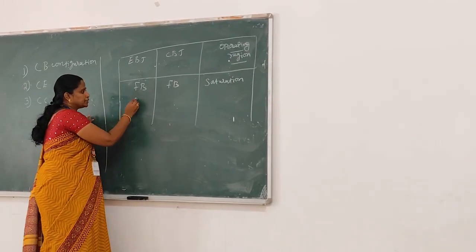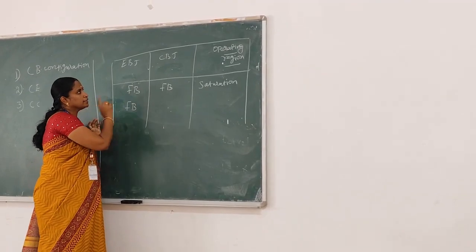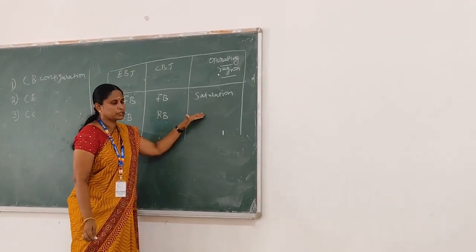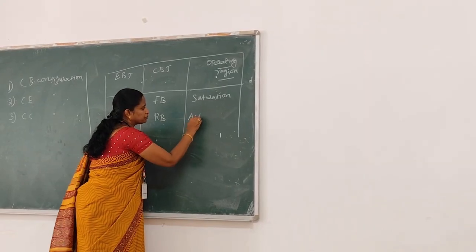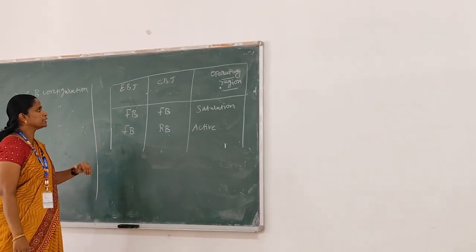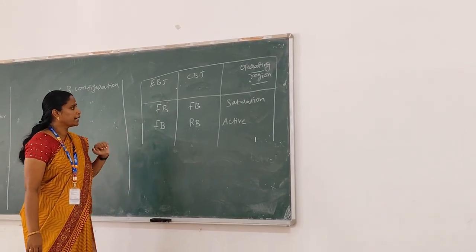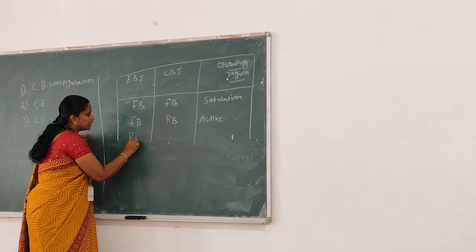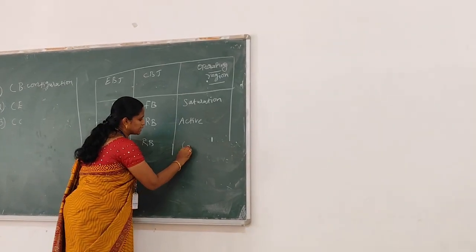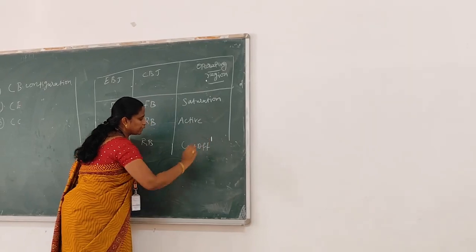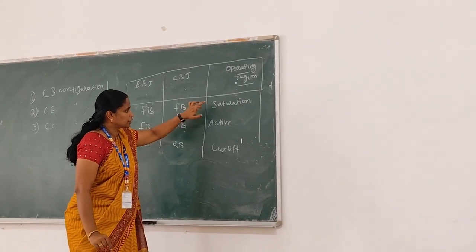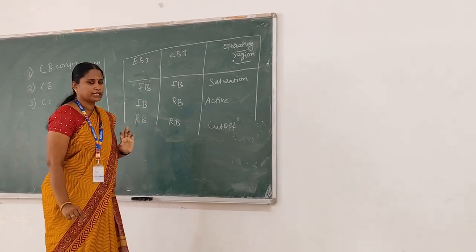If the emitter base junction is forward biased and the collector base junction is reverse biased, then the region of operation of the BJT is the active region. In case both the junctions, that is the emitter base junction and the collector base junction, are reverse biased, then the region of the BJT is cut off. So there are three regions of operation of BJT: saturation region, active region and cut off region.